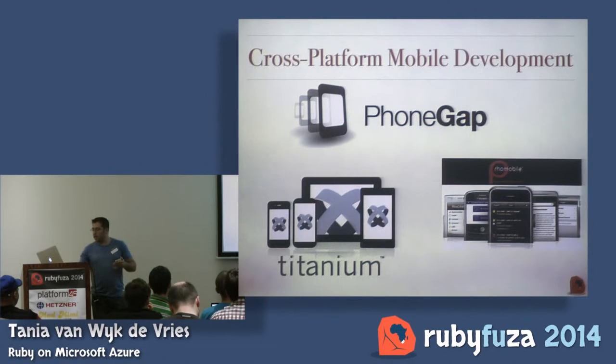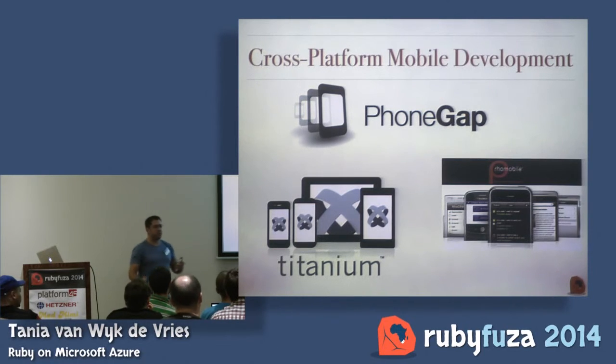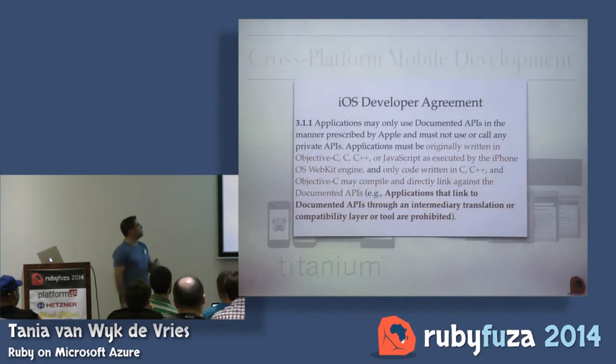The other thing you might be thinking about is, hang on a minute, what about the App Store? They can be quite strict about the rules around how your apps should act and what you're allowed to use and what you're not allowed to use. There was quite an interesting incident around the release of iOS 6. The guys at Apple tried to put a clause into the iOS developer agreement. The relevant thing is the bold section at the end there: applications that link to documented APIs through an intermediary translation or compatibility layer or tool are prohibited.